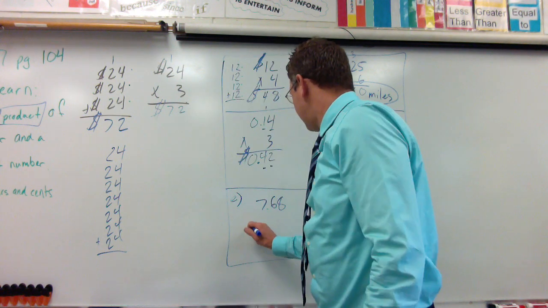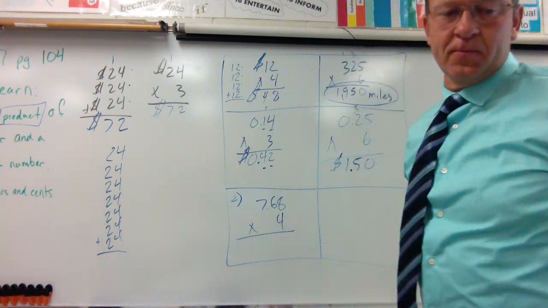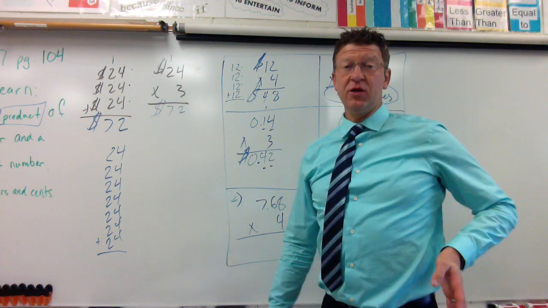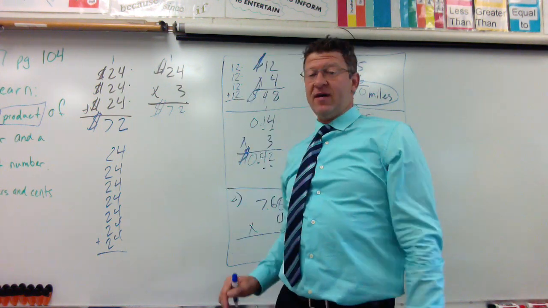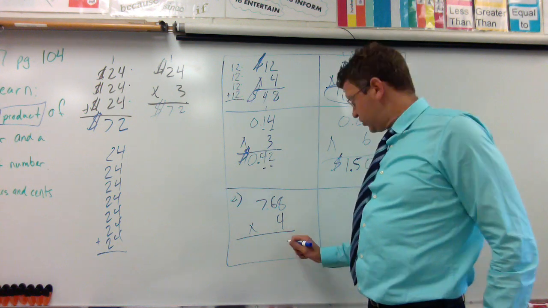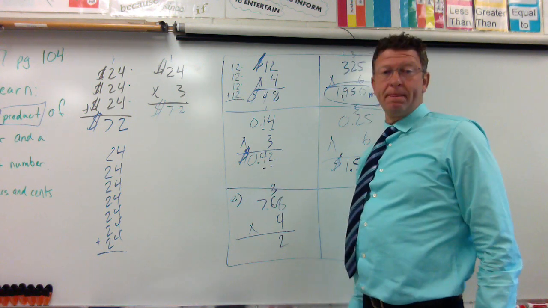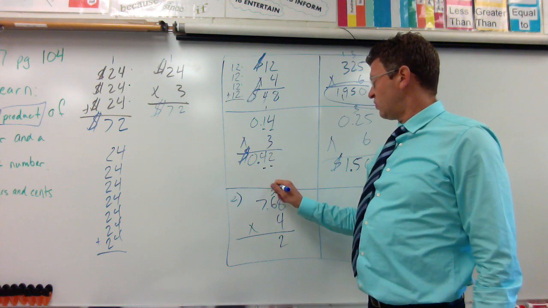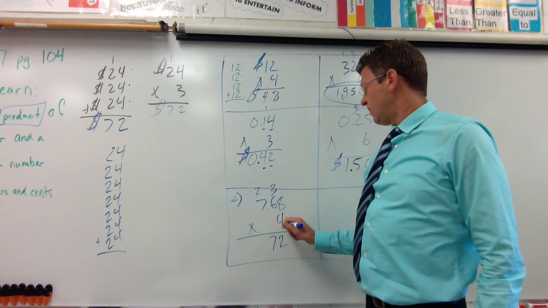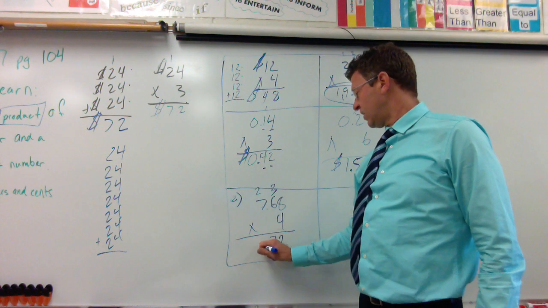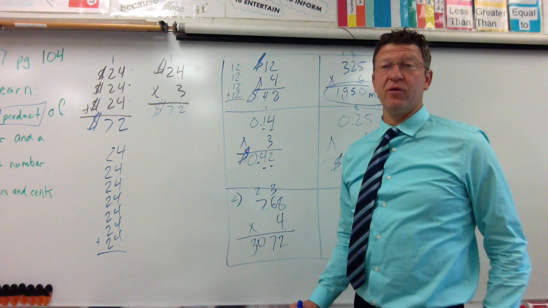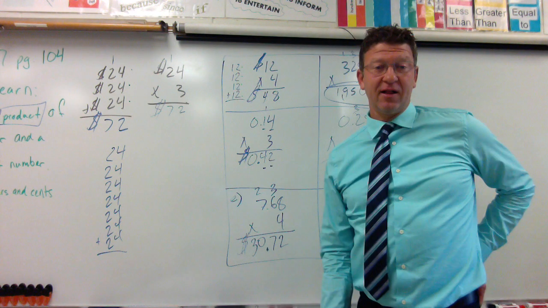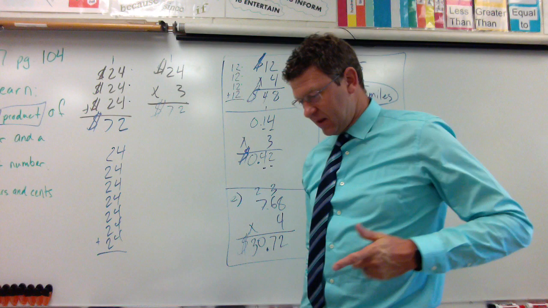$7.68 times 4. All right, basic multiplication. Now, if you need to, use your multiplication table and slide down to find the answers. 4 times 8 is 32. 2 down, carry the 3. 4 times 6 is 24. 25, 26, 27. Carry the 2. 4 times 7 is 28, 29, 30. And whenever we have dollars and cents, it's always 1, 2, decimal point, dollar sign. $30.72.